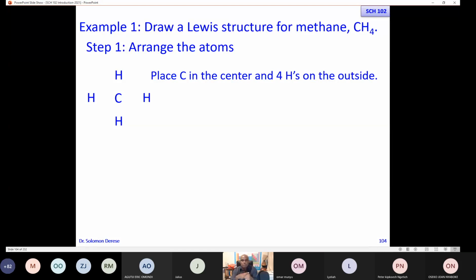Step 2 is count the valence electrons. Now we have 4 hydrogens and 1 carbon. Hydrogen has got 1 valence electron. Carbon has got 4 valence electrons because carbon is in group 4A of the periodic table. So we have 4 hydrogens, each of them having 1 valence electron, so the total number of valence electrons contributed by the 4 hydrogens is 4 electrons. Then we have carbon, which has got 4.